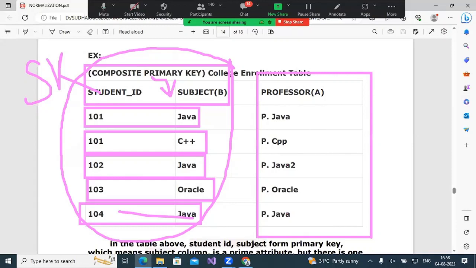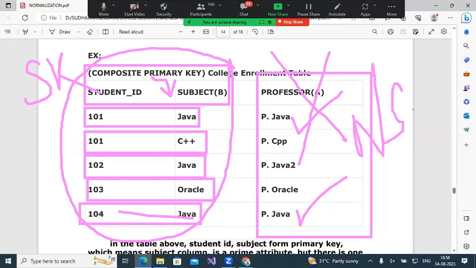But can you see, is professor there? Is professor a super key? Check it out. No, because professor Java is duplicate, so duplicates are allowed. Allowed means this is not a super key. This is a non-super key. But this professor depends on what? Subject. But subject is one of the super keys. So professor is a non-super key, but professor depends on subject, and unfortunately subject is a super key.